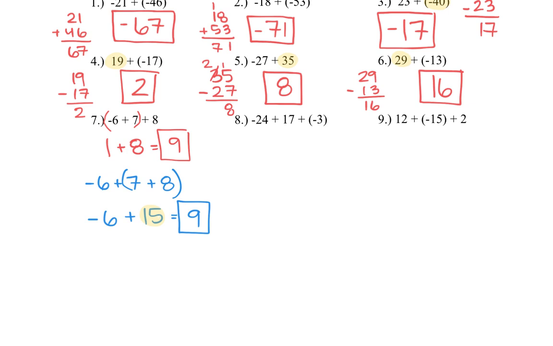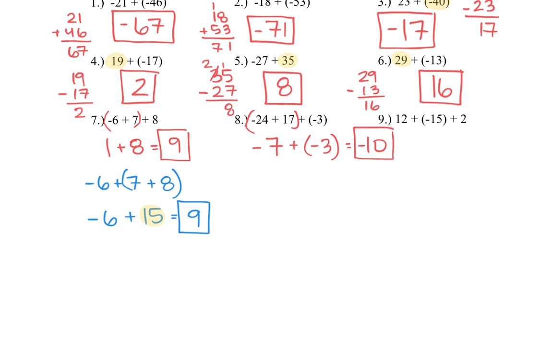And so hopefully what you see is no matter which way you do it, you get the same answer, so you're welcome to do it whichever way you would like. All right, let's try number 8. So again, one option is I could just work from left to right, so -24 plus 17. Those have different signs, and so I'm going to subtract, and that gives me 7. The 24 is further from 0, it's negative, so my answer's negative. And then I would have -7 plus -3. Those have the same sign, so I add 7 and 3 and keep it negative.